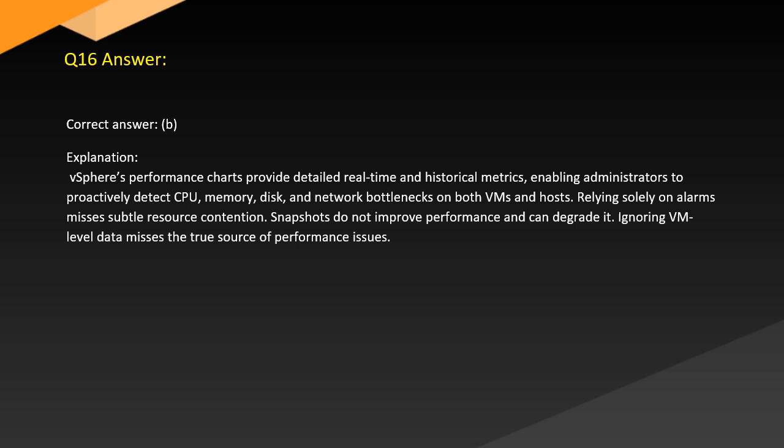Answer. Correct answer: B. Explanation. vSphere's performance charts provide detailed real-time and historical metrics, enabling administrators to proactively detect CPU, memory, disk, and network bottlenecks on both VMs and hosts. Relying solely on alarms misses subtle resource contention. Snapshots do not improve performance and can degrade it. Ignoring VM-level data misses the true source of performance issues.